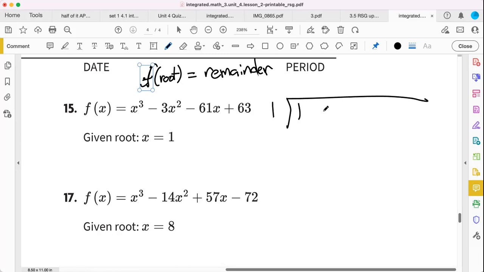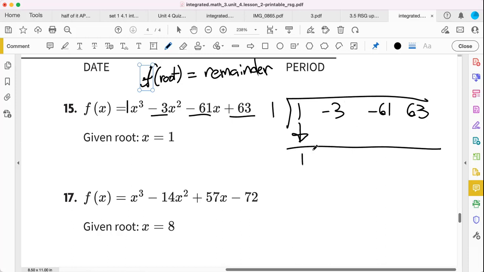When x is 1, we use our coefficients of 1, negative 3, negative 61, and 63. If we run this gambit, drop 1 like it's hot, 1 times 1 is 1, negative 3 plus 1 is negative 2, 1 times negative 2 is negative 2, this is negative 63, and then minus 63 gets you to 0. Cool. So this means that another way we could write this is x minus 1 and then x squared minus 2x minus 63.